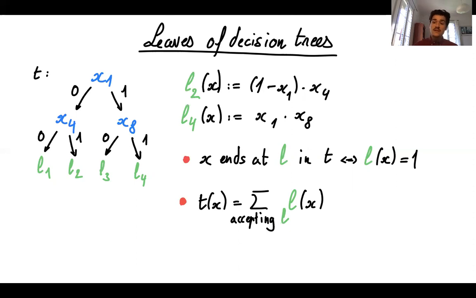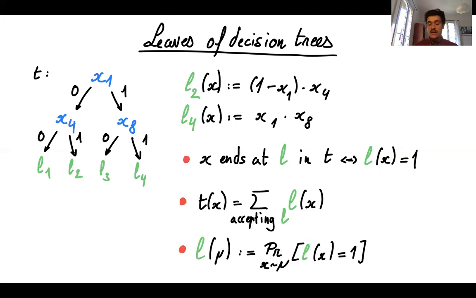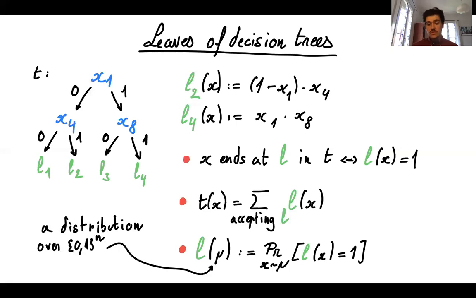Okay, so as a last nugget of definition, we will let L of mu, for a distribution mu, simply be the probability that the leaf L is reached when the input x is drawn from mu, or equivalently the probability that L accepts an input from mu. So mu is a distribution over bit strings of size n, for instance, the domain of G.